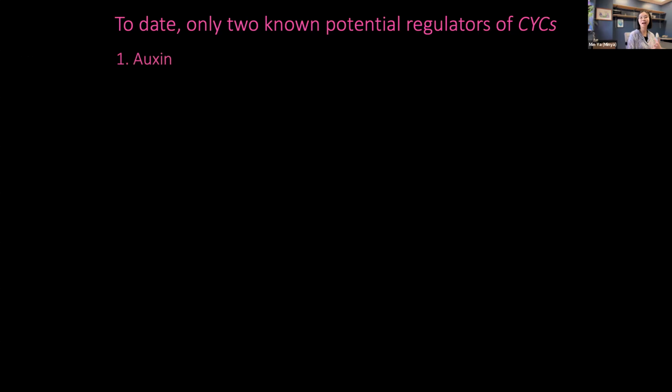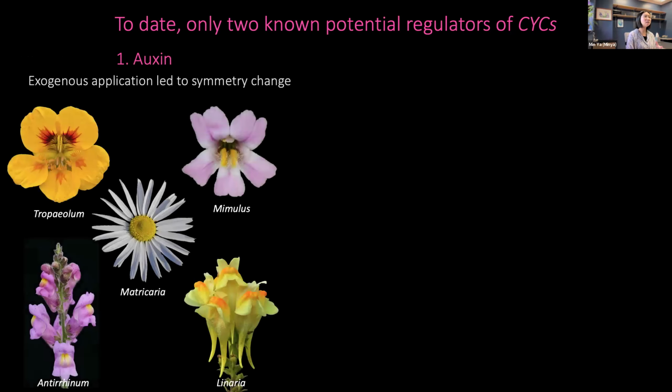So currently, we have only two potential regulators of cycloidea genes. The first one is auxin. If you know auxin, your reaction is probably, duh, of course it's auxin, because it's literally involved in everything, right? But I urge you to hold your beer. As early as the 1960s, people have been applying auxin or auxin transport inhibitors to a bunch of species like those ones, and observed that exogenous application of hormones can lead to symmetry change.